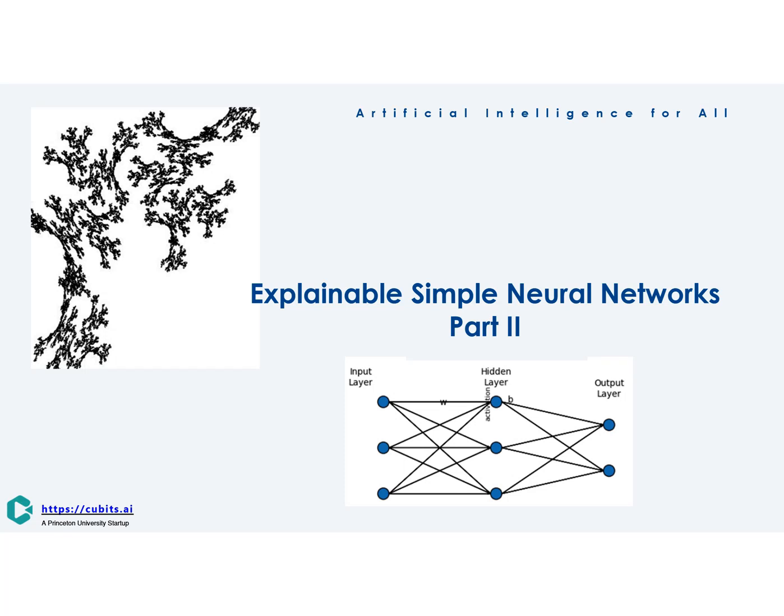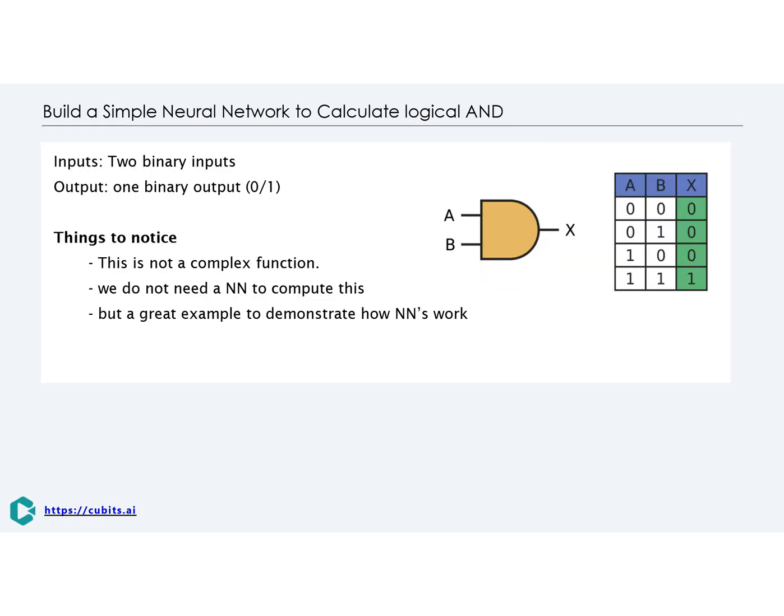Today we'll explore explainable neural networks and the process they use to compute simple functions. A key factor in understanding a neural network's calculations lies in the weights it selects. Let's begin. Here we use a basic example.